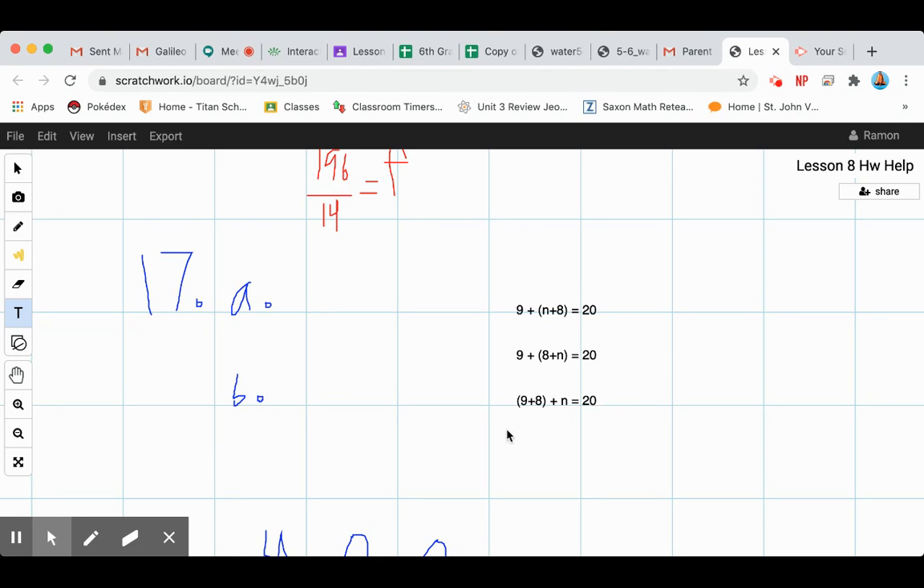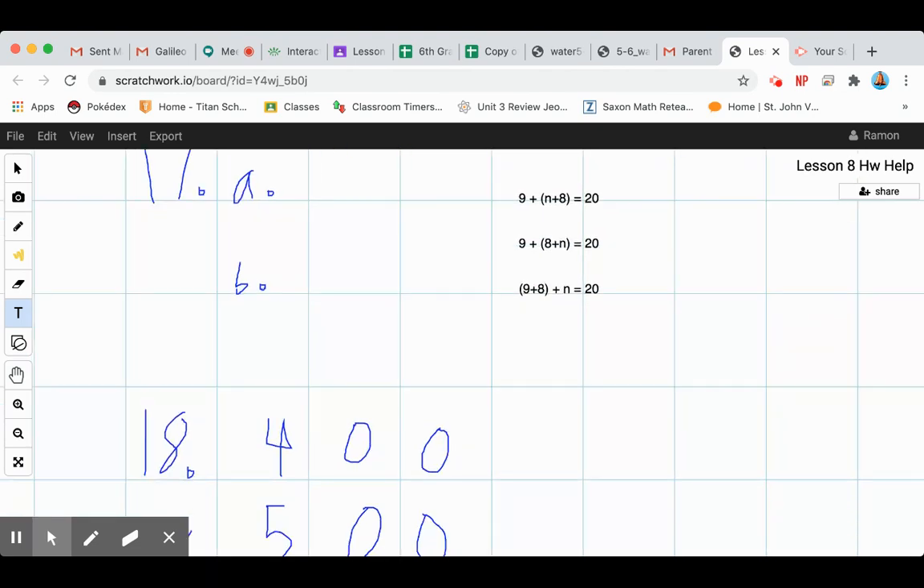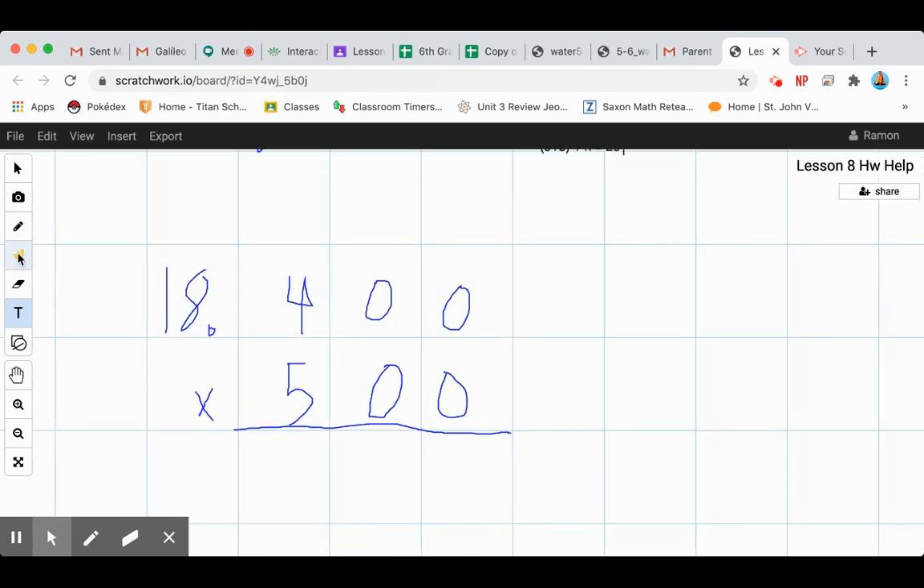You'll see that the solution ended up being 3 because they used the commutative property and then inverse operations. So for 18, we're just multiplying. And so you could do this one of 2 ways. You could do the standard algorithm where you multiply 0 times 0, 0 times 0, 0 times 4, etc. Or you could just, similar to the box method, do 5 times 4, which is just 20, and then you're going to add every single zero that was given to you.